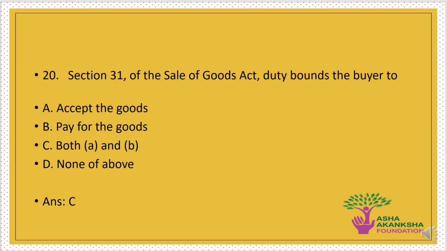Moving on to the last question. Section 31 of the Sale of Goods Act makes it the duty of the buyer to do which of the following? Options are A. Accept the goods, B. Pay for the goods, C. Both A and B, or D. None of the above. The correct answer to this question is option C, that is both A and B, which means that as per Section 31 of the Sale of Goods Act, it is the duty of the buyer to accept the goods and pay for the goods which he has accepted and bought.